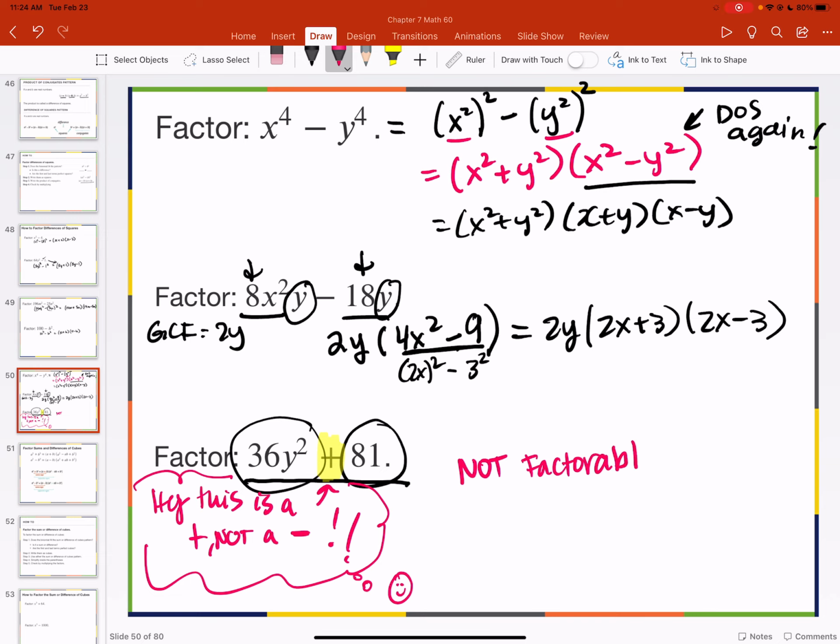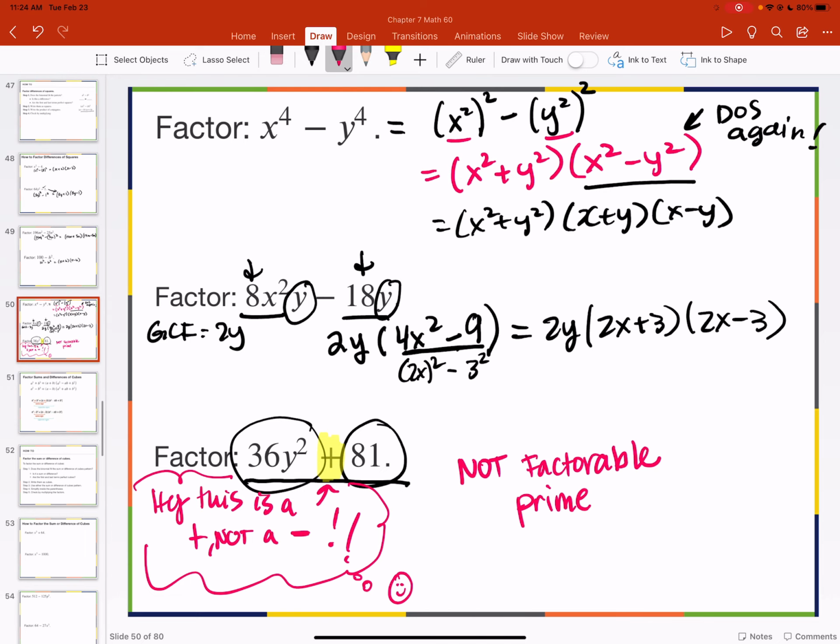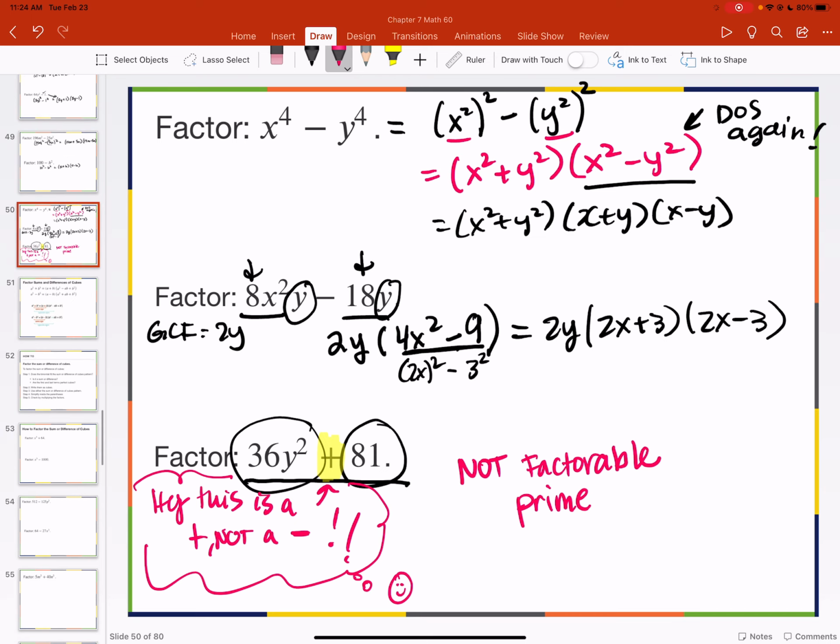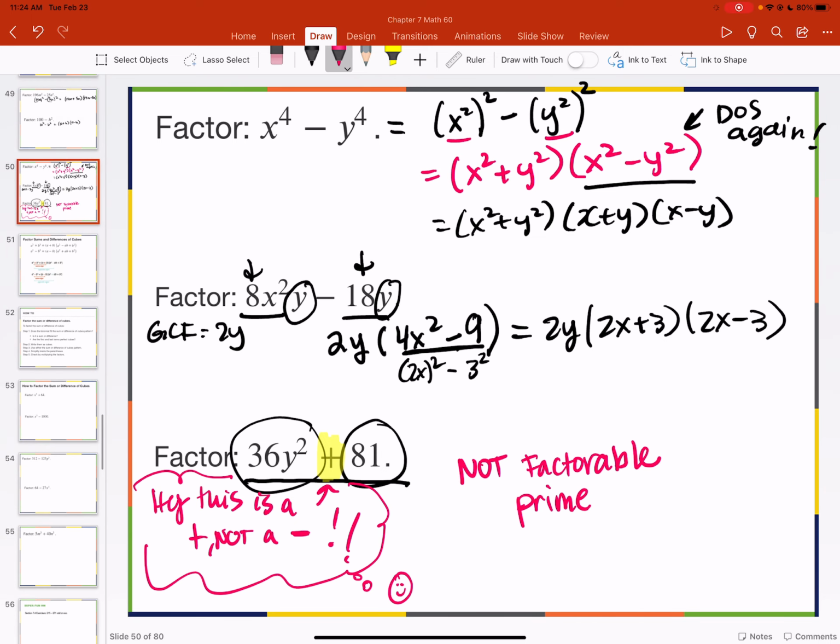So there are some binomials and trinomials that are not factorable, okay? They're also known as prime polynomials, okay? In this case, if you have a sum of squares, then that's fine. It's not factorable, okay?